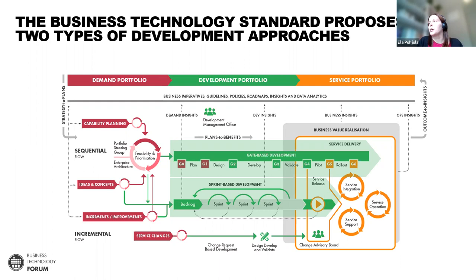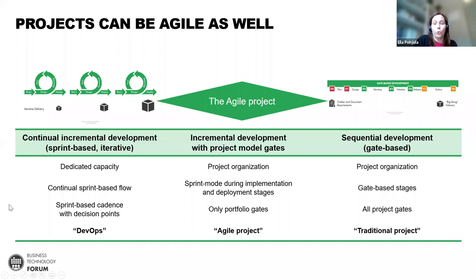It describes all the different paths that you can take from a strategic idea from the demand side into actually something that is running as a service for you, and it's providing value for your operations. And in between there are really two main options for doing your development. There is the traditional gate-based development as well as the sprint-based development. So based on your needs, you can choose pretty much either one of these. But it becomes a little bit more complex than that. It's not an either-or choice.